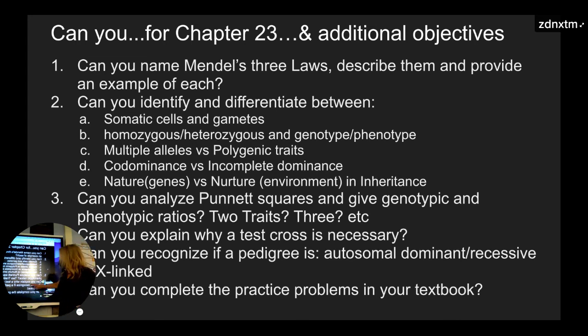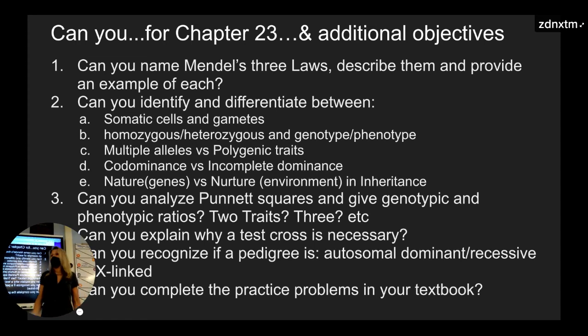Okay. And then recognizing the different pedigrees. What could you say for sure about dominant pedigrees? They do not skip generations, ever. Recessive, can they skip? Yes. Could two people who don't have it have a child who has it? Yes. Okay. Sex linked, you see it more in males than females.